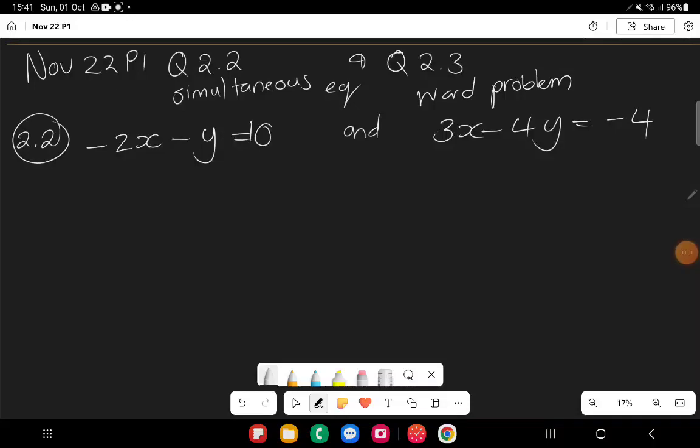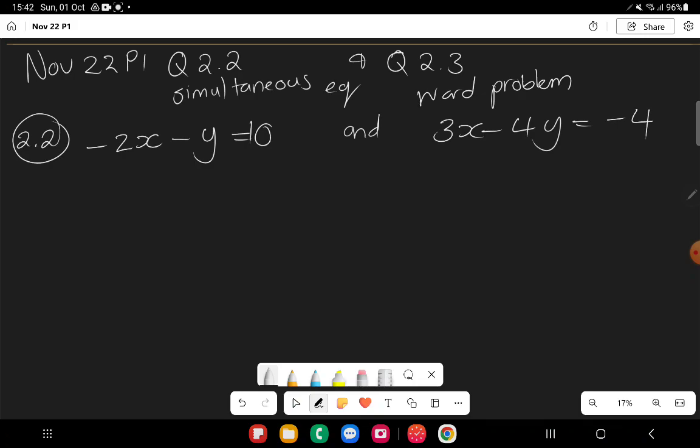In this video, we're still doing November 2022 paper 1, question 2.2, which is simultaneous equations, and question 2.3, which is a word problem. Let's start with 2.2. Negative 2x minus y equals 10, and 3x minus 4y equals negative 4. We want the value for x and the value for y.